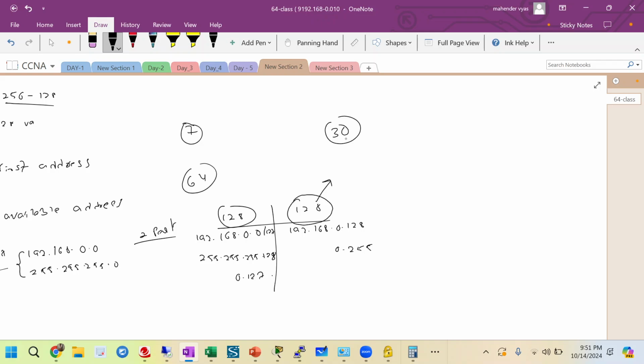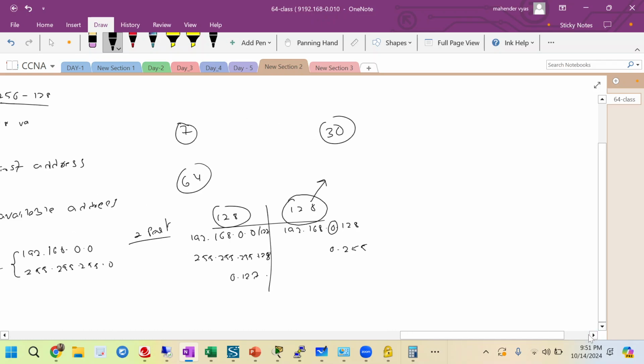And what if we require more hosts? Then what will we do? Then we need to take a different address. You cannot take 0 dot now. Suppose for the second department you need 200 users. Now 0 dot is already used. You cannot take it. You need to take 1.0, 2.0 or something.